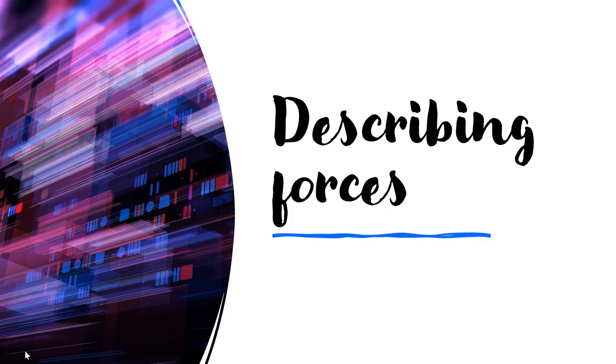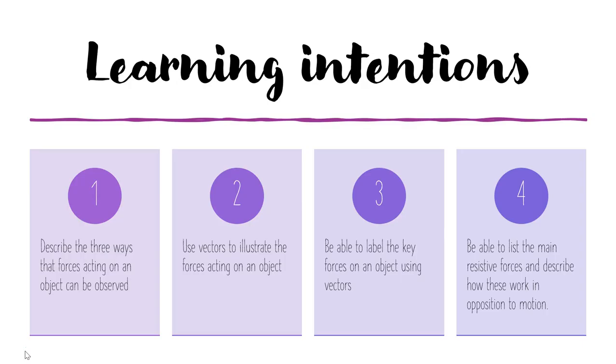So let's look at our learning intentions. In this video, we want to be able to describe the three ways that forces act on an object and how they can be observed. Use vectors to illustrate the forces acting on an object so we can describe them accurately. Then be able to label the key forces on an object using those vectors, as well as being able to describe the way resistive forces work and how we can show those as well. So let's get started.